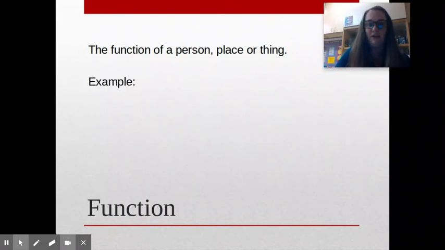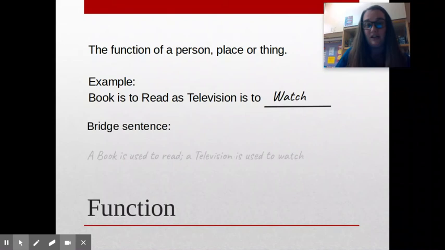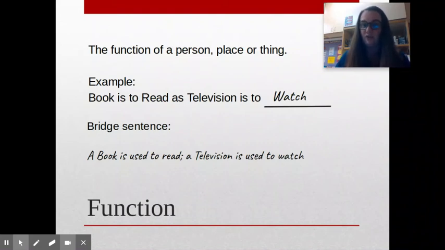So for an example here, we have book is to read as television is to what? So this is the function. The function of a book, what's it for? It's to read. The function of a television then is to watch. And you can see the bridge sentence here would be a book is used to read, a television is used to watch. You could also say a function of a book is to read or a function of the television is to watch. Either way, as long as the same bridge sentence you're using for the first set of words is the same as the second set of words.